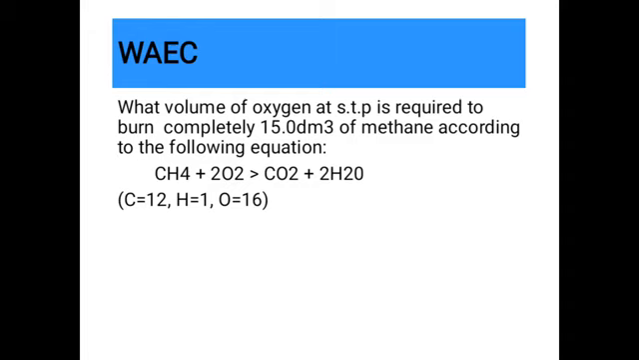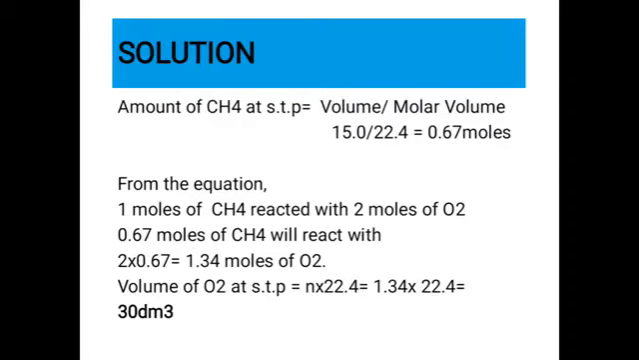Like I've said, you convert the volume to mole. The amount of methane at STP will now be volume over molar volume. That's 15 over 22.4. That's 0.67 moles.